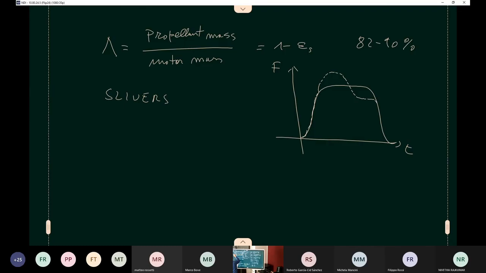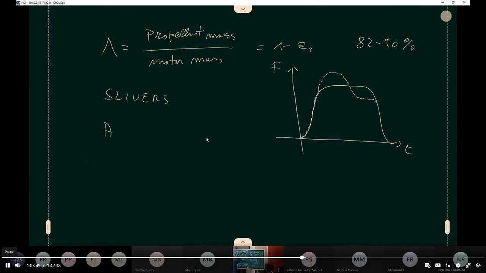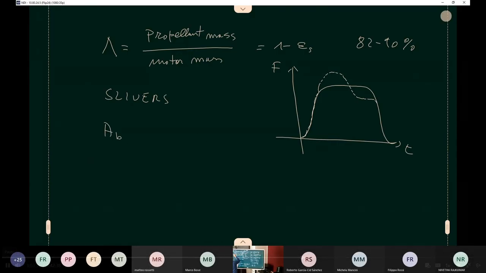But in general, if you are not interested in having this, you can consider that in this case, with the dashed line, you have a maximum pressure which is higher, and so the overall inert mass will be higher. So we say that one of the parameters characterizing the propellant grain is the burning surface.